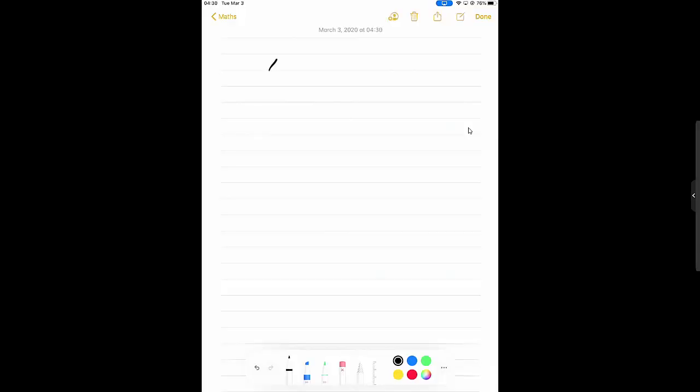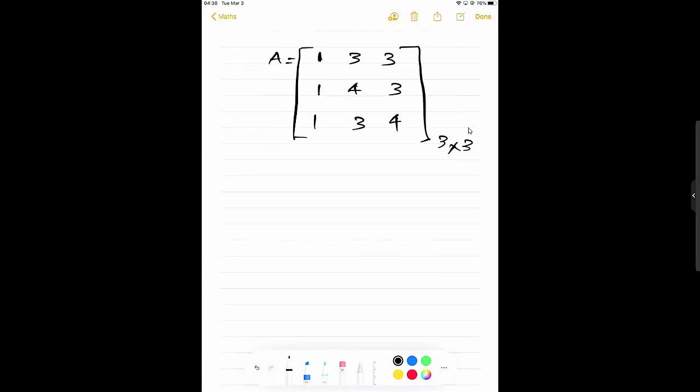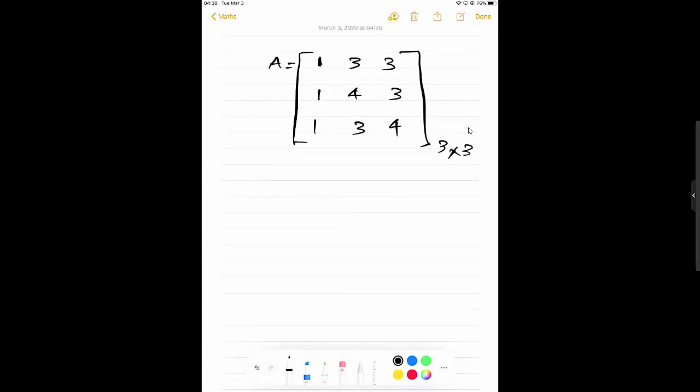Let's consider a matrix A, which is a 3 cross 3 matrix. Now we have to find A inverse, that is, the inverse of the matrix. Before directly applying the elementary row operations, we have to check whether the determinant is not equal to 0. That is, if this matrix is a non-singular matrix, then only does A inverse exist.